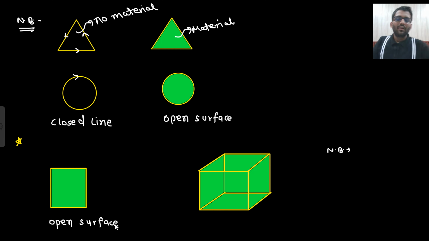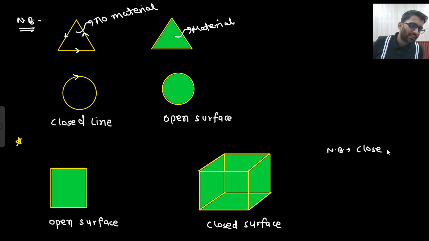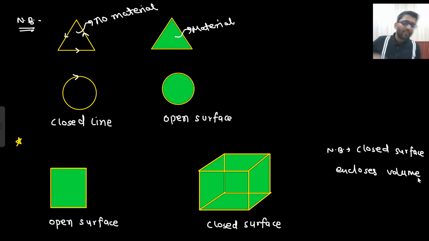Right? So this is known as a closed surface. This is not known as volume. Are you getting this point? This is known as a closed surface, and a closed surface encloses volume, because it will contain some air. I have made 6 surfaces.